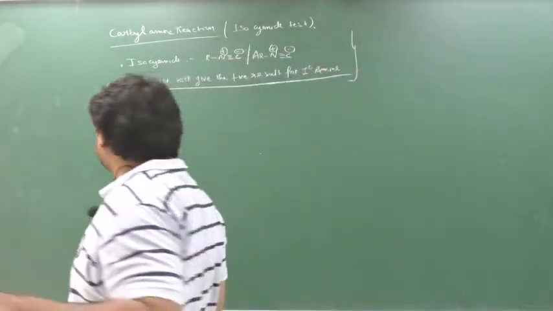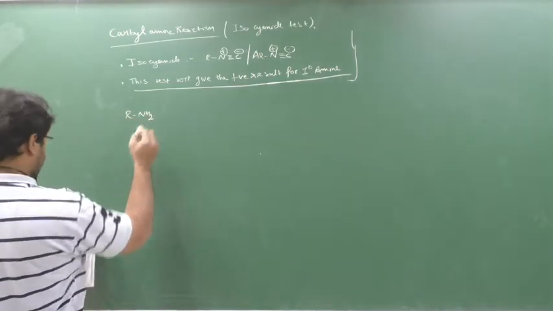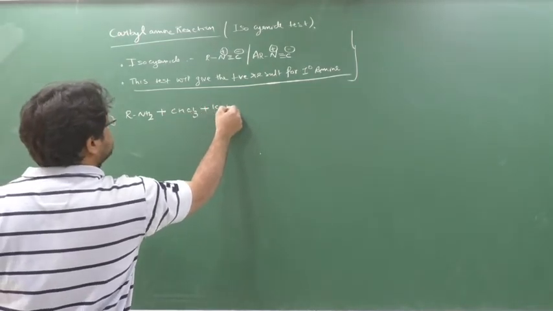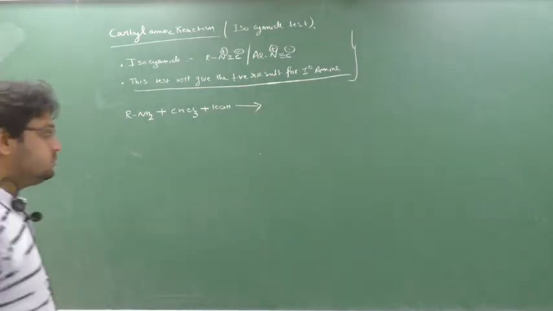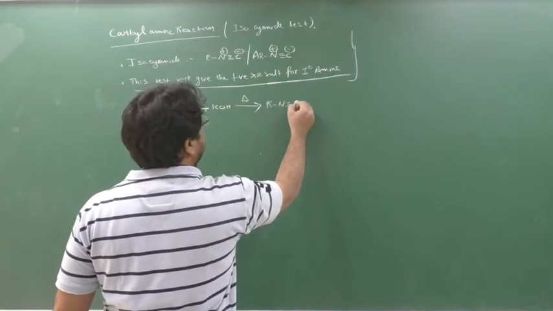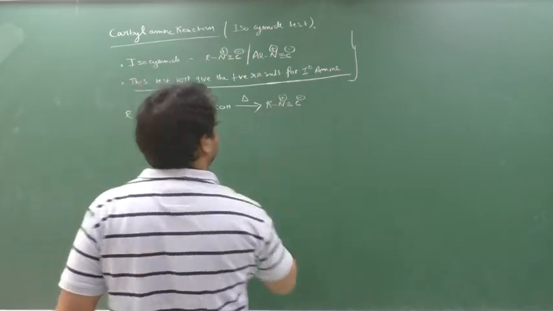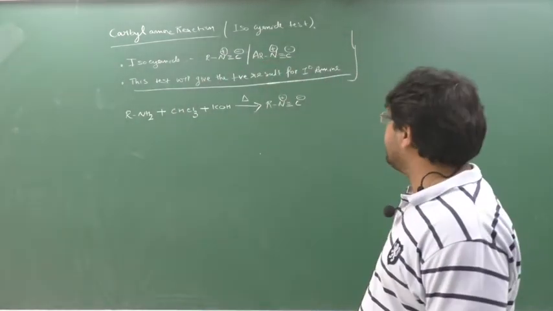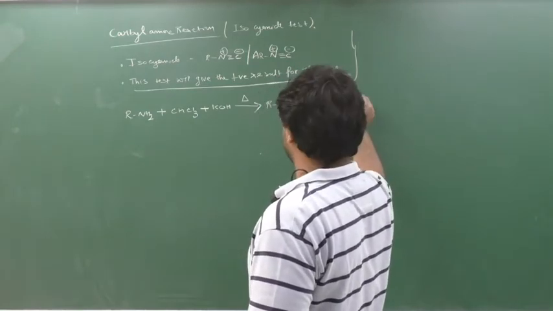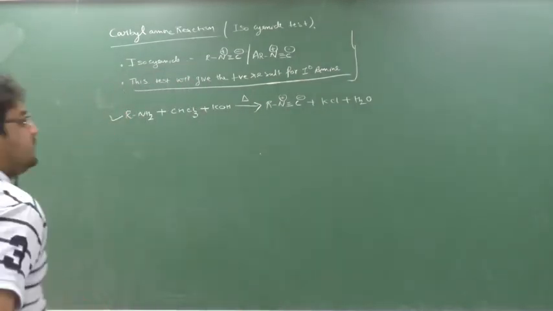How is it seen? See, for example, I am taking here RNH2, and this RNH2 is first reacted with chloroform, that is CHCl3, in the presence of a basic medium. A bit of heating is required. It will generate isocyanide, R N triple bond C. Here plus will come, here minus will come. This you should remember. This will be asked. With KOH, it will form KCl plus H2O. So this is nothing but the carbylamine test.